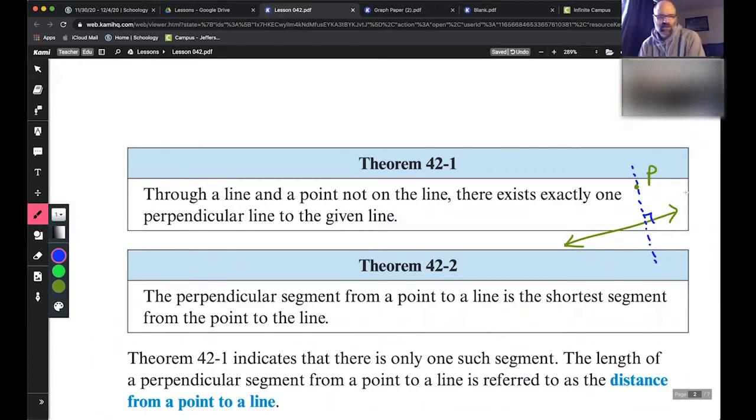Okay, so theorem 42.2: the perpendicular segment from a point to a line is the shortest segment from the point to the line. Basically, if we look at this diagram again, this is the shortest distance. The shortest segment is right here. If I draw a line from point P to anywhere else on the line, then it's going to be longer than this one.